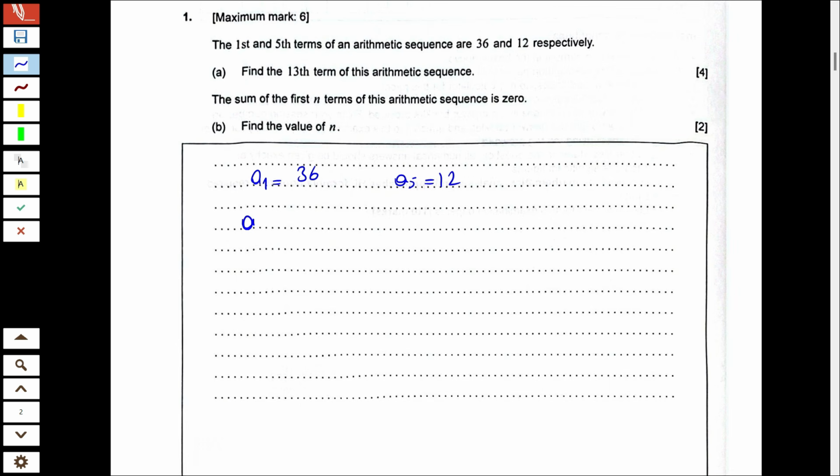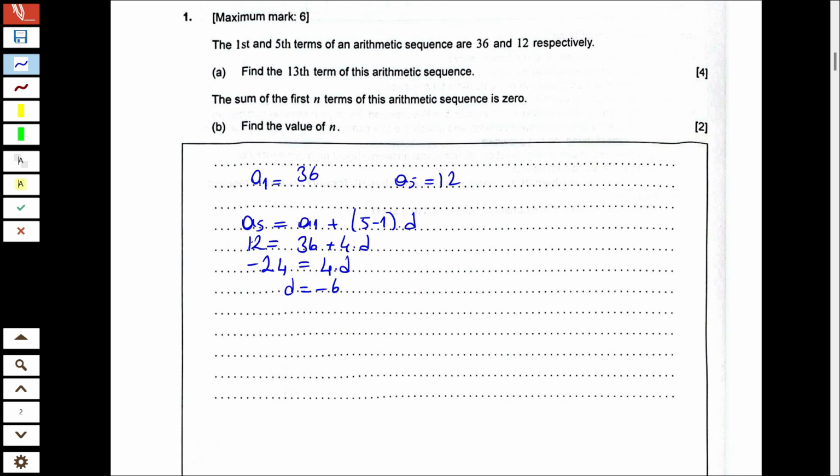I know that a sub 5 equals a sub 1 plus 5 minus 1 times the common difference. If you plug in a sub 5, which is 12, and a sub 1, 36, plus 4 times d, and subtract 36 from both sides, we will have minus 24 equals 4 times d, and d equals minus 6.